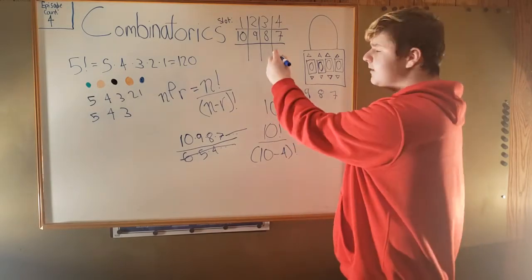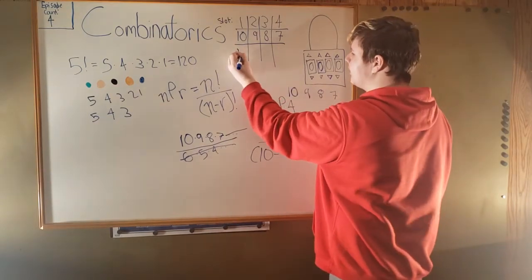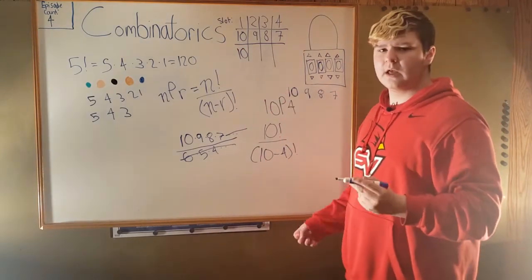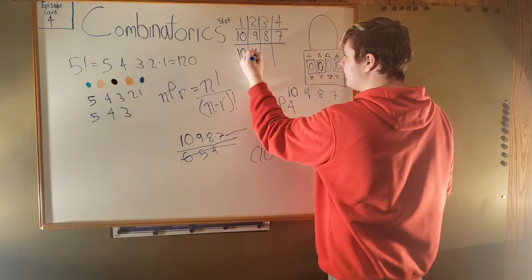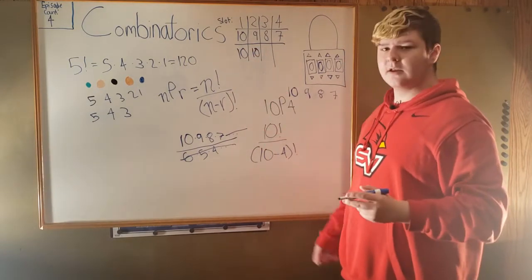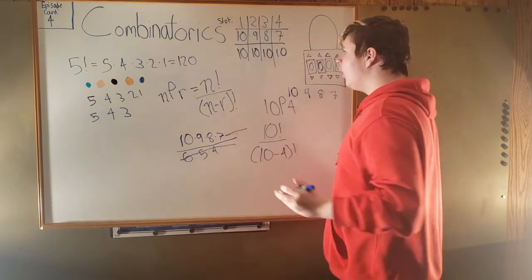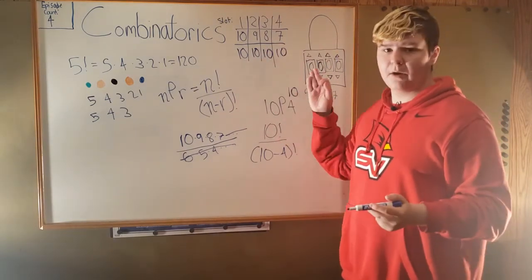Well, it'd be kind of similar to this. It would start out with 10, because there's still 10 numbers that you can choose from. But then for the second slot, there's still 10 numbers you can choose from. And in the third slot, there's still 10 numbers you can choose from. And same in the fourth. All this is 10 to the fourth power.